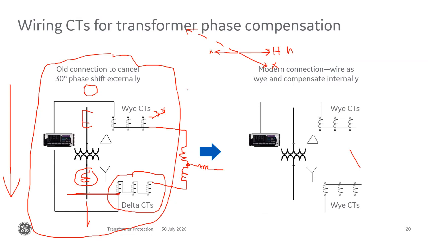Now, let's make this fun too. Let's say this side is 138 kV, right? And this side is 13.8 kV, right? So then let's make these Y-connected CTs, I don't know, what do you think? Let's make those 300 to 5s. And let's make these delta connected CTs on the 13.8 kV winding 3,000 to 5, right?